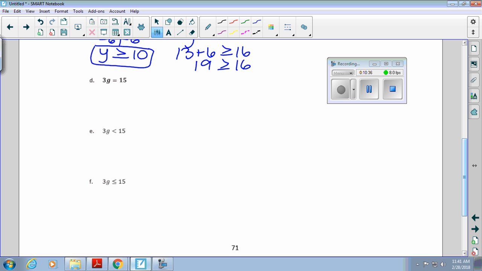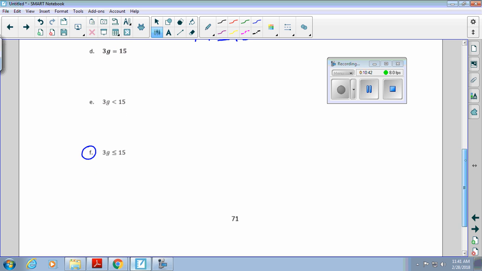All right, let's do maybe another example, and then we're going to go on to the next page. Let's look down here at this example F. 3G. Who can read that for me? Michael, go ahead. 3G is less than or equal to 15. Very good. And I like how you corrected yourself, Michael, because you read these left to right.